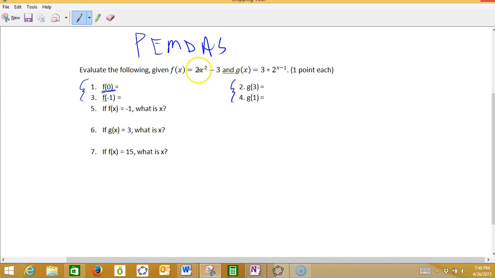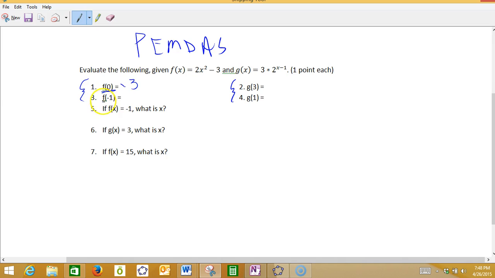And really all that you do, if x is 0, right, that's what this notation says, in the parentheses tells us what our input value is going to be. So we're going to put a 0 into f. 0 squared is 0 times 0, which is just 0. 2 times 0 is also 0. Doubling nothing is still nothing. And then we take away 3, we get out a negative 3. So f of 0 is negative 3, okay?